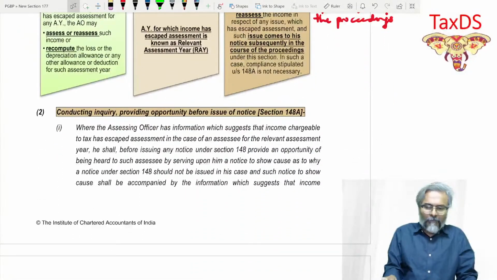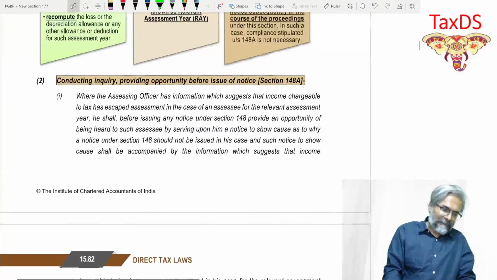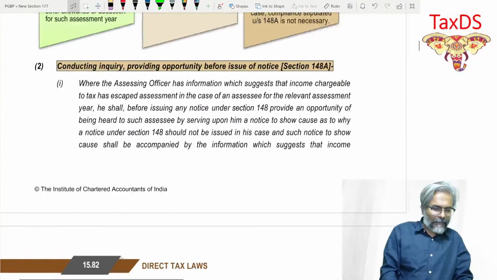Now from here onwards, students, small amendment has started. We will discuss each and every particular part of it.